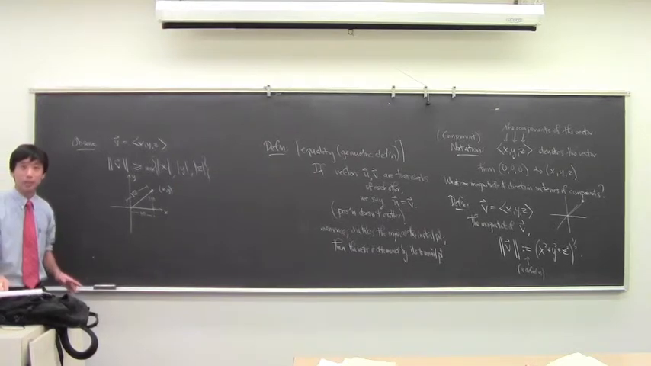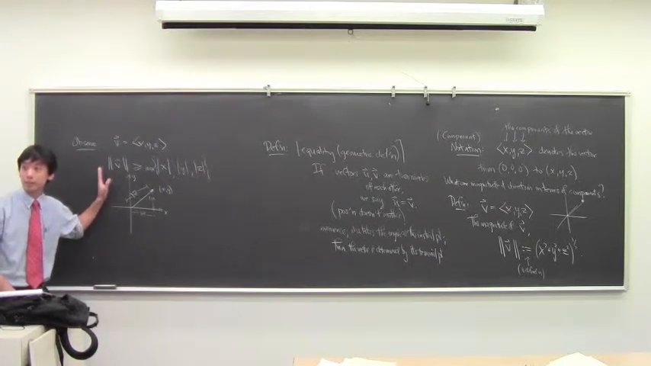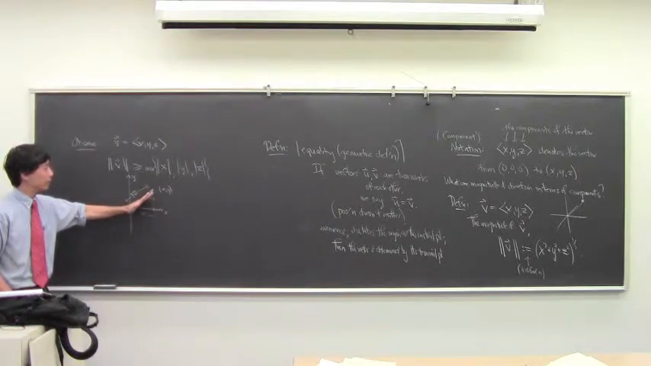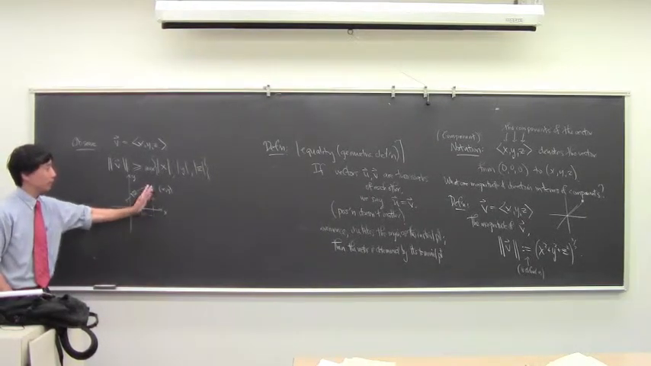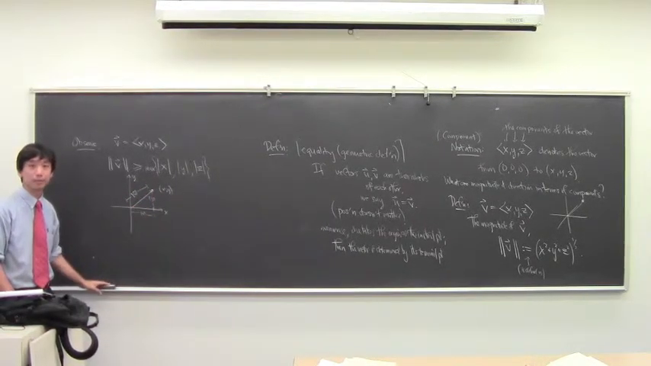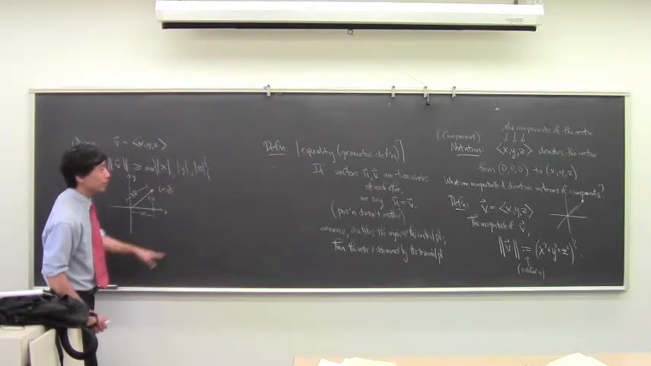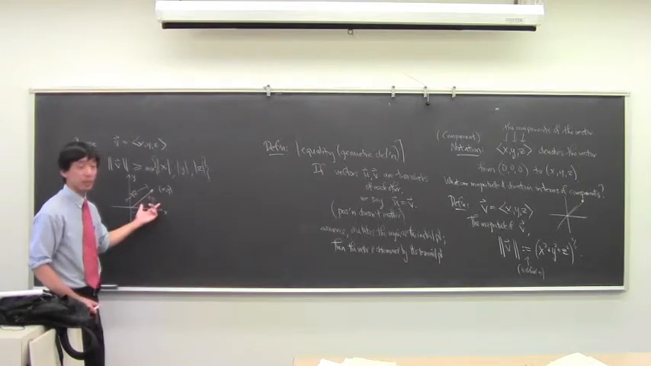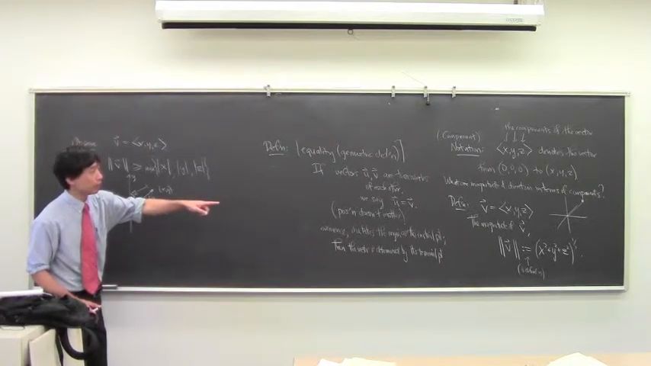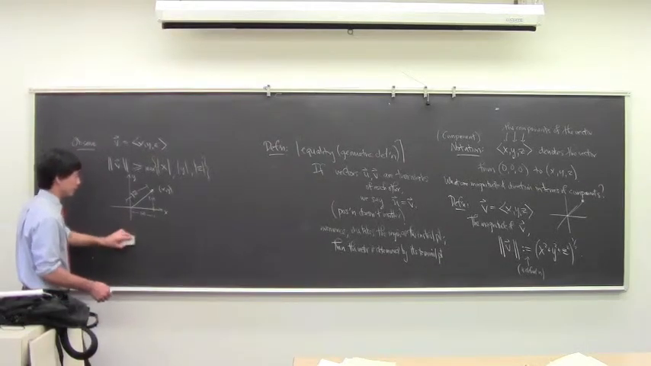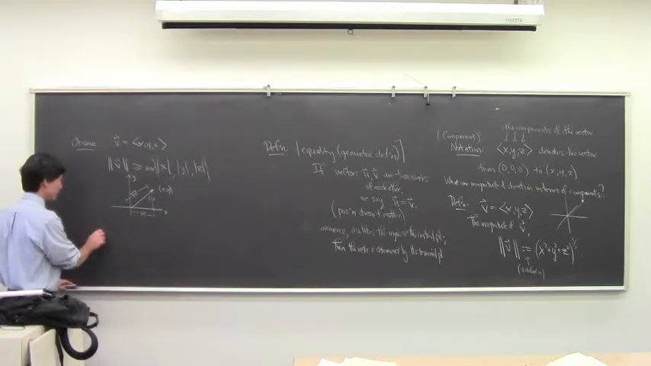So I'm just going to make an observation that may prove useful later on. Does that make sense to people? The magnitude, this length, is going to be longer than any of the other lengths. And you can see that geometrically, or you can see that from the distance formula.